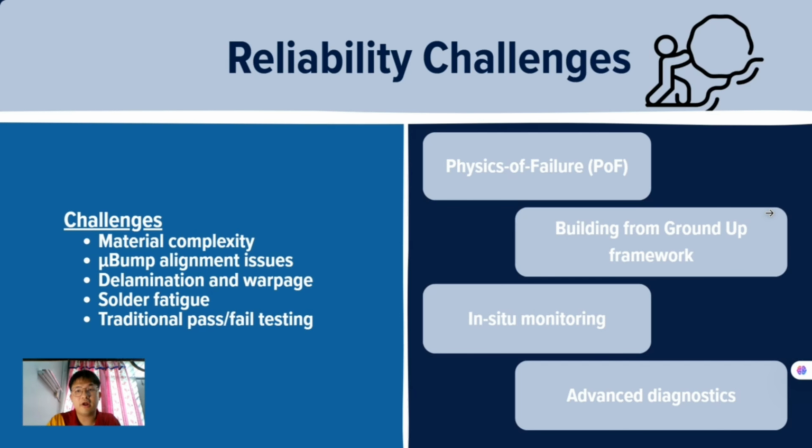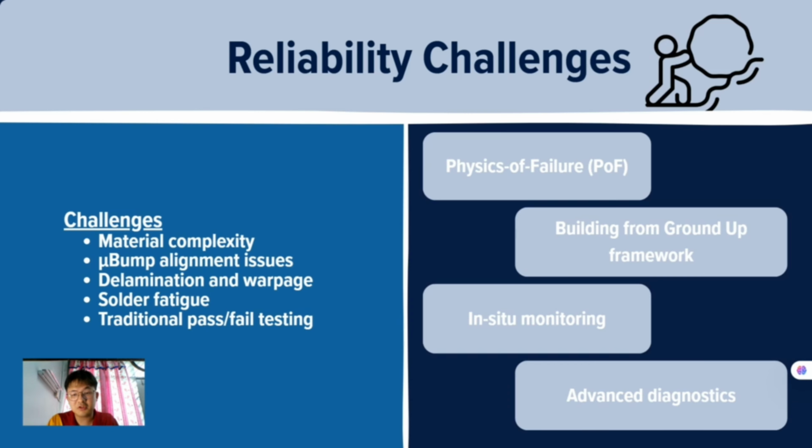And next is the reliability challenge. The material complexity in heterogeneous integration leads to mechanical stress because different materials expand differently under temperature change. Besides, the high-density microbumps also increase alignment difficulty and failure risk. These factors contribute to failures such as delamination, solder fatigue, and warpage. And traditional reliability testing is also limited because it provides only a pass or fail result and cannot capture multiple interacting failure mechanisms.